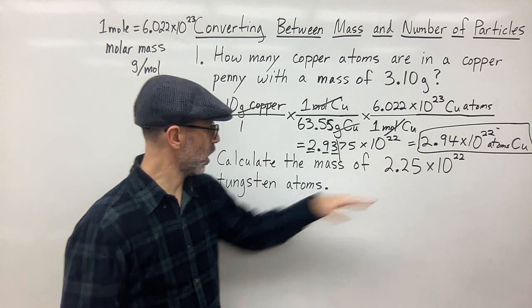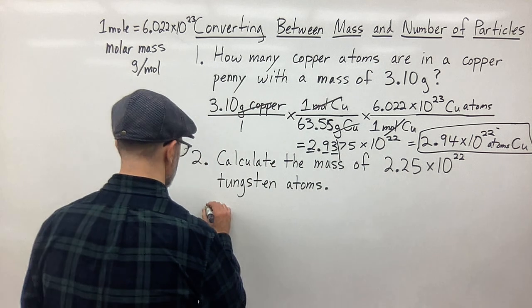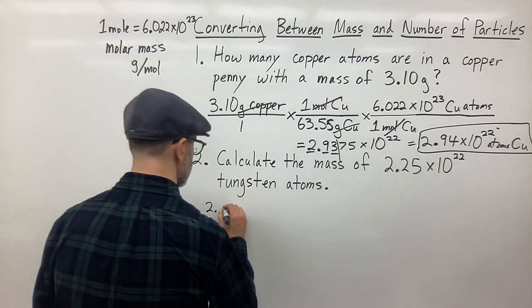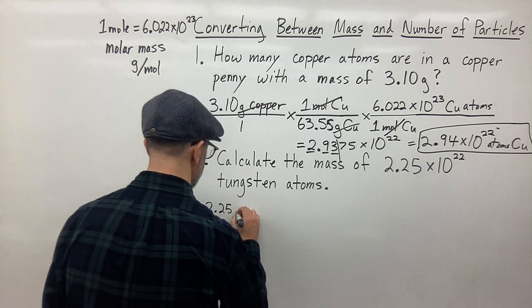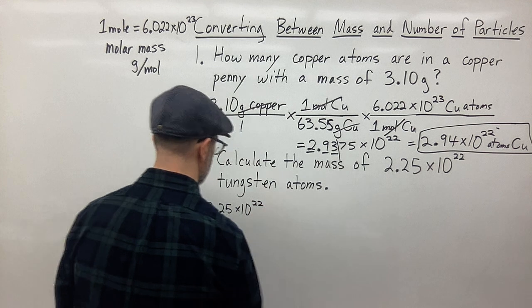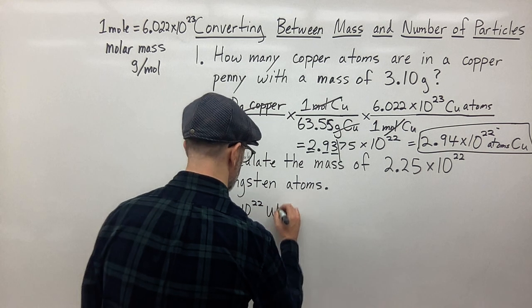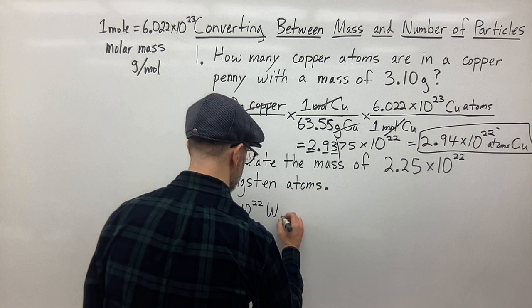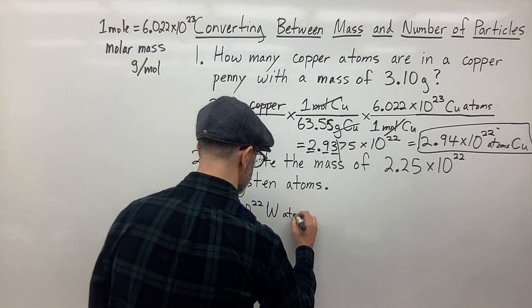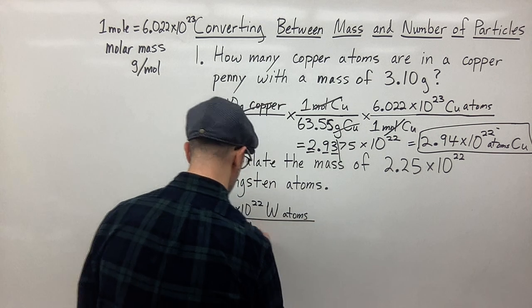Okay, so we're going to convert this to grams. So we got to start with the particles, start with the atoms. So we're going to write 2.25 times 10 to the 22nd power. And this is, we're going to do tungsten. So W is tungsten, capital W, atoms over 1.